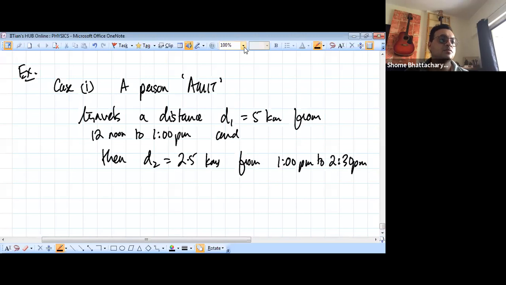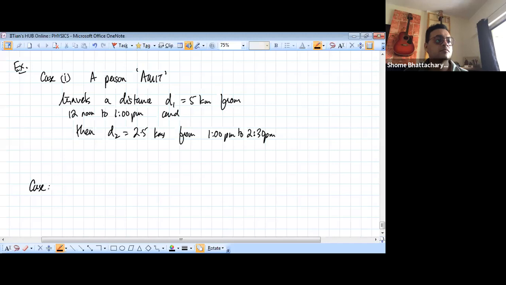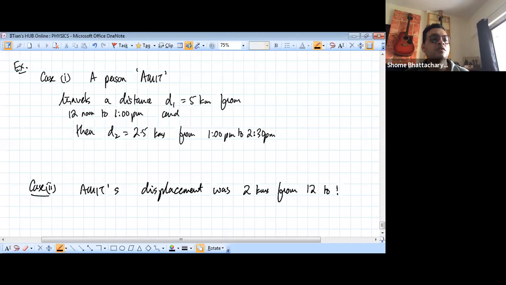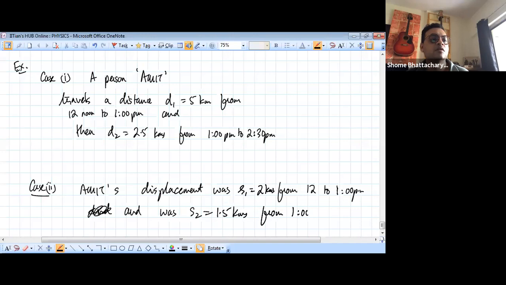Okay. Whereas I'll take another case now. That same guy, Amit. Amit's displacement was only, let's say, 2 kilometers from 12 to 1. And this is S1. So his displacement S1 was 2 kilometers, okay, and S2 was 1.5 kilometers from 1 to 2:30.